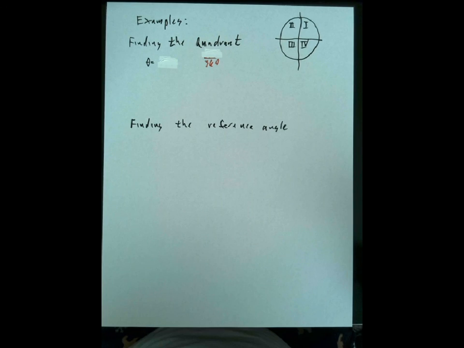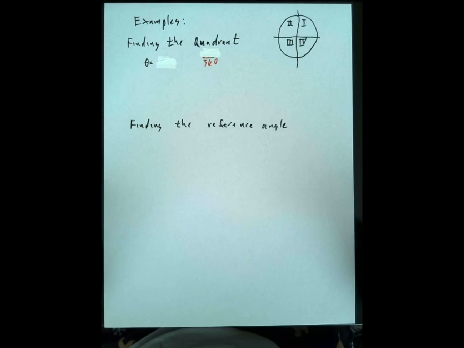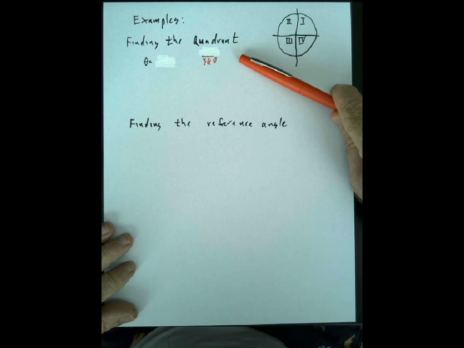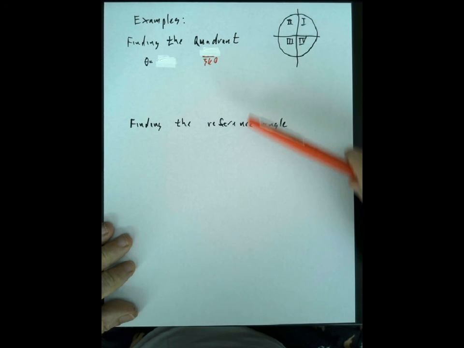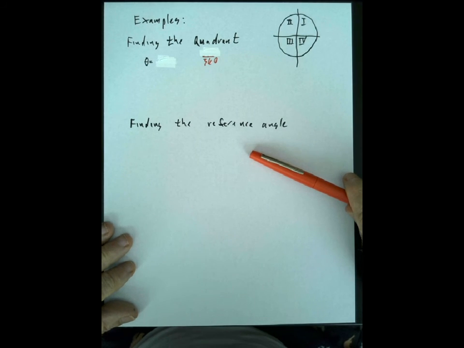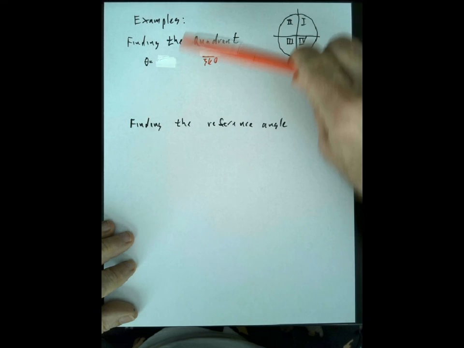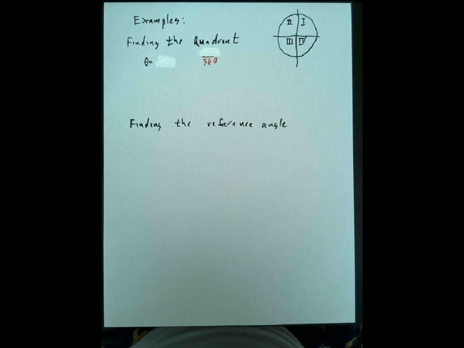Hello, I'm back. Okay, so we're going to do a couple of examples here to put together everything we've done. We've found quadrants for larger angles, bigger than 360 and less than 0. We found reference angles for different kinds of angles, and then we use those two to figure the sine, the cosine, and the tangent of them.